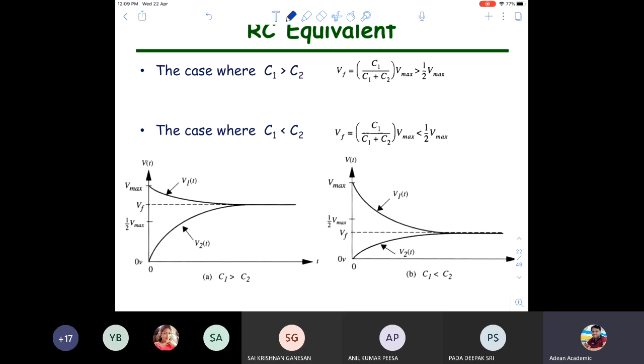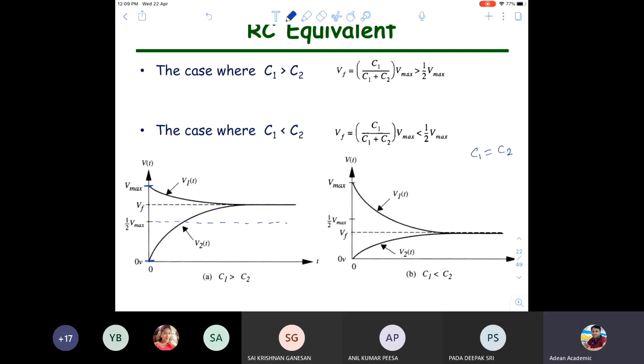So actually, if you see this figure, Vmax is this one, 0. Exactly in the middle will be half Vmax, if C1 is equal to C2, both capacitor values are the same. Maybe for example 15 picofarads, 15 picofarads, or something. Both are equal. Now both are equal means the intermediate value will be half of it.